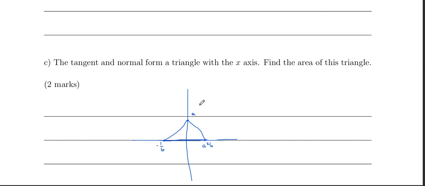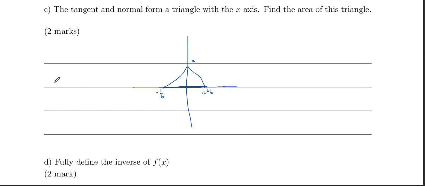All right, how do we do that? Half base times height. So area is equal to half times the height, which is a, so a on 2, multiplied by the base, which is a squared b plus 1 over b. There we go.